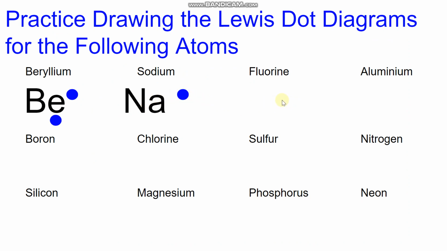So go ahead and try and work through the rest of these examples. You're just going to write down the chemical symbol and start filling in the electrons. Remember to work around the outside, so each side gets 1 electron before any side gets 2.